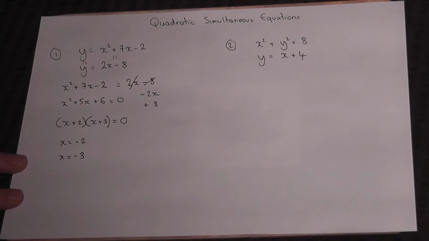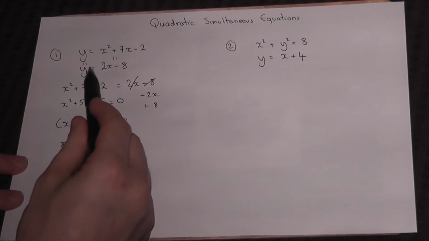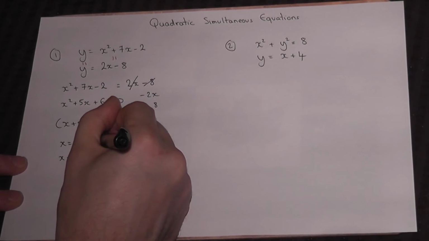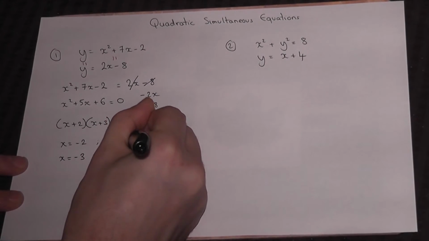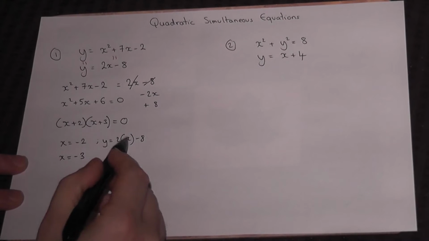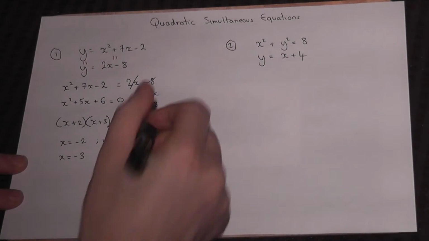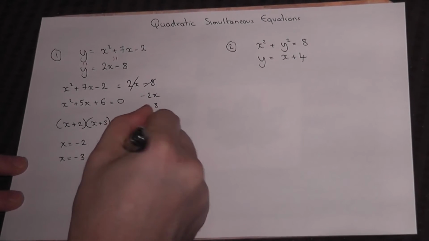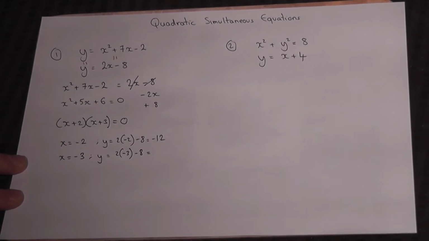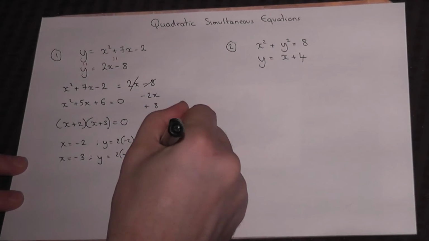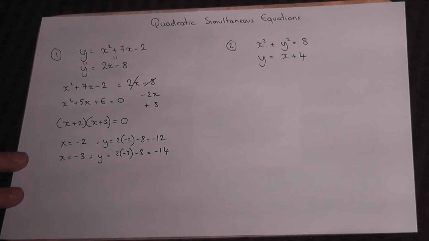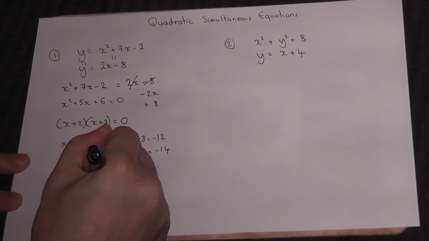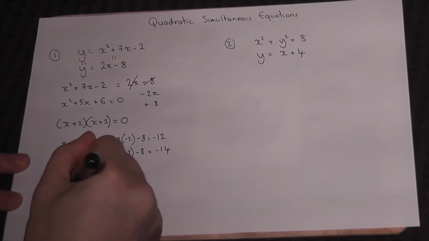Now we're almost finished, but there's a y value as well, and we know y equals 2x minus 8. So if x is minus 2, y must equal 2 lots of minus 2, minus 8. Well, 2 times minus 2 is minus 4. Take 8, minus 12. Or y is 2 times minus 3, minus 8, which is minus 6, take 8, which is minus 14. And there are the answers. Actually, 2 sets of coordinates. The first coordinate is minus 2, minus 12. The other coordinate is minus 3, minus 14.